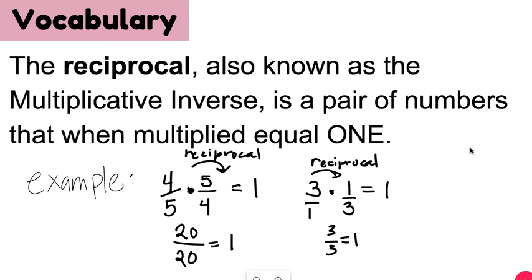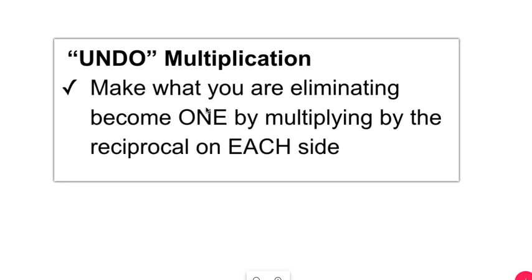So the reciprocal is something important that we need to remember because we're going to use it a lot when we're solving these multiplication equations. Remember, when we get to solving a multiplication equation, the goal is that the number we want to eliminate has to become 1. And we'll see why in a second.